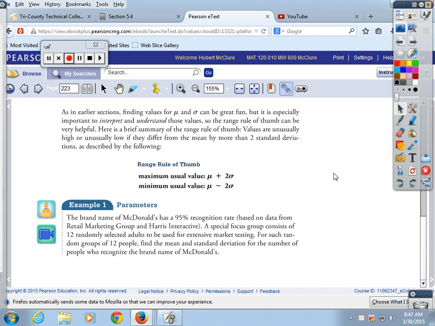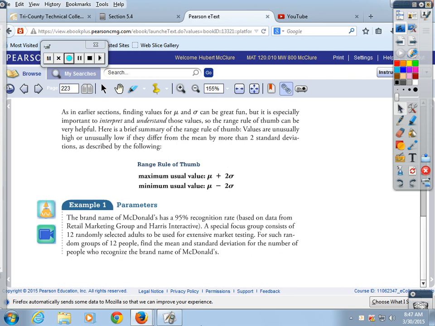So look at that. It says the brand name of McDonald's has a 95% recognition rate, based on data from retail marketing groups and Harris Interactive. A special focus group consists of 12 randomly selected adults to be used for the marketing test. For such random groups of 12 people, find the mean and the standard deviation for the number of people who recognize the name brand of McDonald's.